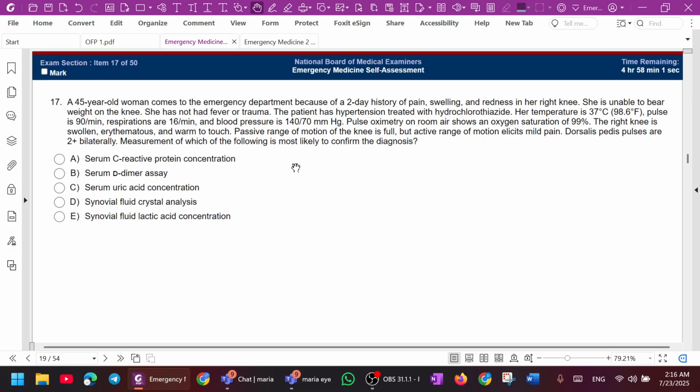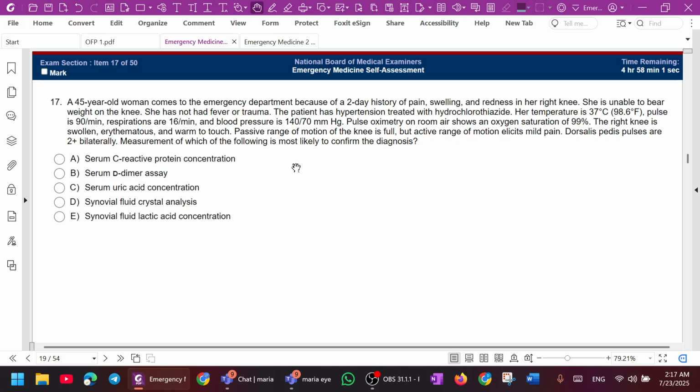A 45-year-old woman comes to the emergency department because of a 2 day history of pain, swelling, and redness in the right knee. She is unable to bear weight on the knee. She has had no trauma. The patient has a history of hypertension, treated with hydrochlorothiazide.